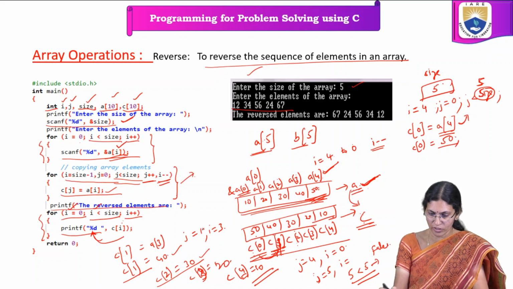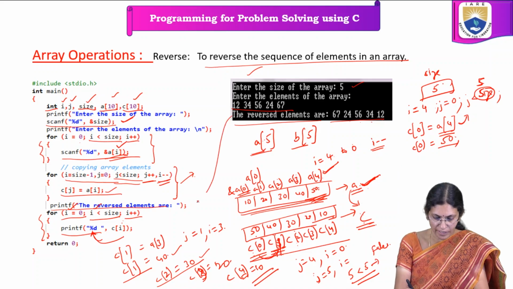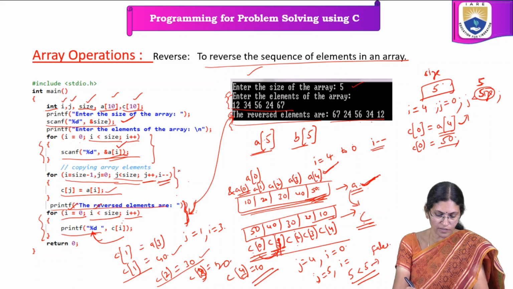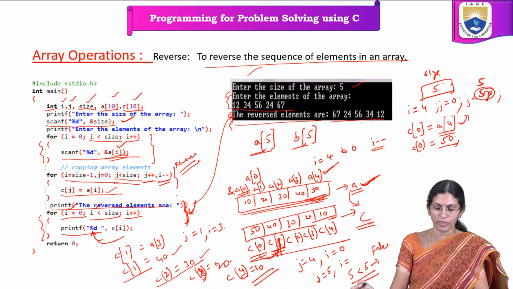Which performs the reverse operation. So the reversed elements are 67, 24, 56, 34 and 12. This line is because of these statements. These are the lines of code to print this line and enter the elements of the array. These two lines are because of the reverse operation. After that, in order to print the elements of the array, we are using this. So this is to reverse. After the reversing operation, this is the main part of the code which is used for the reverse operation.